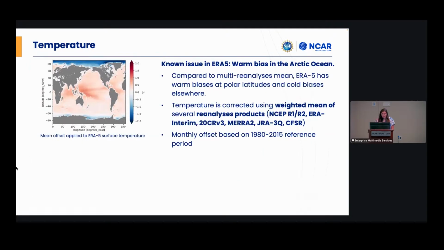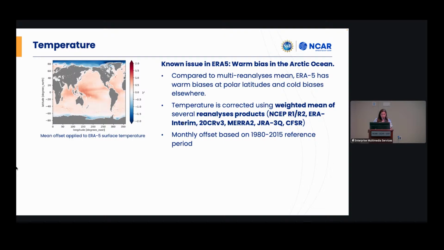So let's start with the temperature. One of the known biases in ERA5 is that it has a warm bias in the Arctic Ocean. Indeed, when we compare ERA5 surface air temperatures to the multi-reanalysis mean, it has a warm bias at polar latitudes and a cold bias elsewhere.